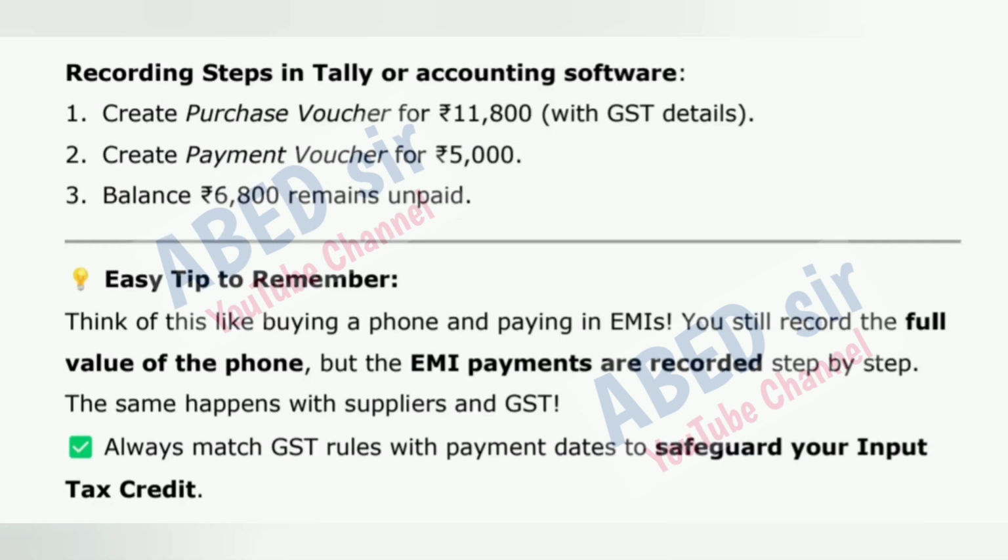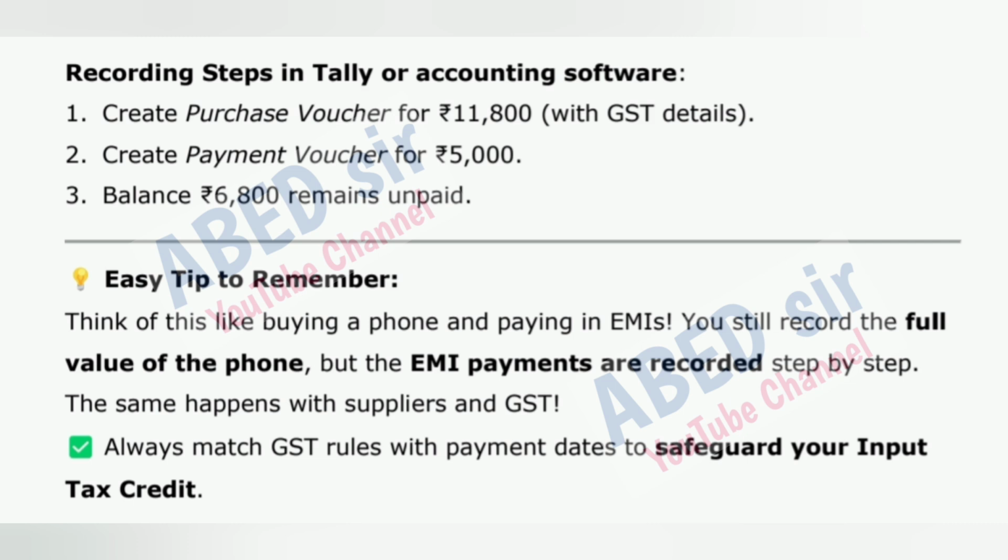Recording steps in Tally or accounting software. 1. Create a purchase voucher for 11,800 rupees with GST details. 2. Create a payment voucher for 5,000 rupees. 3. Balance of 6,800 rupees remains unpaid.